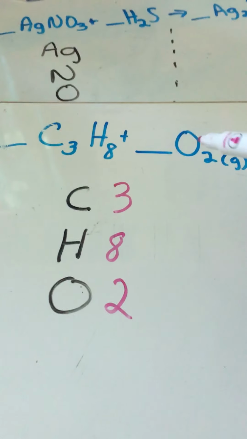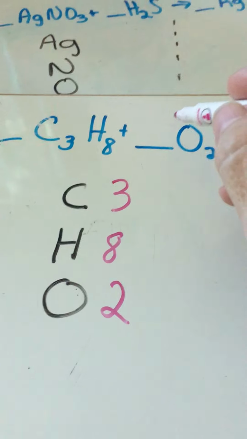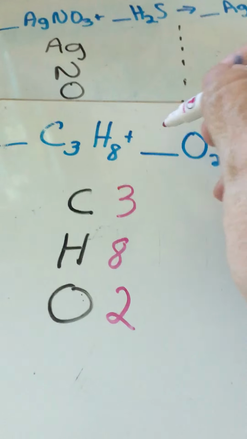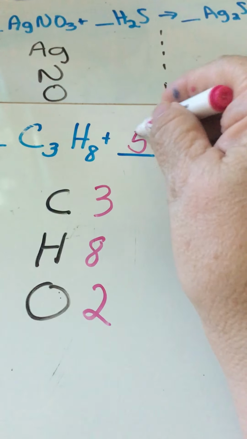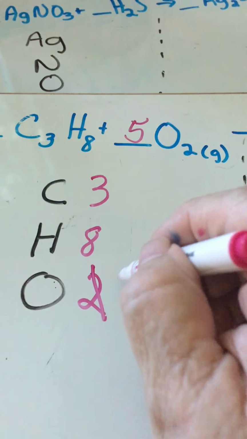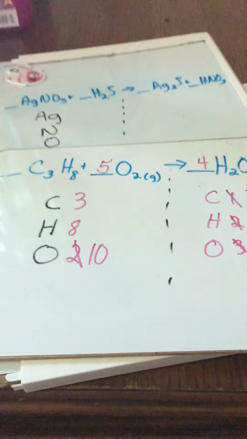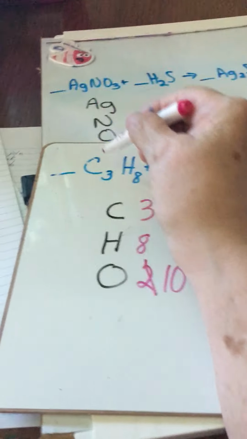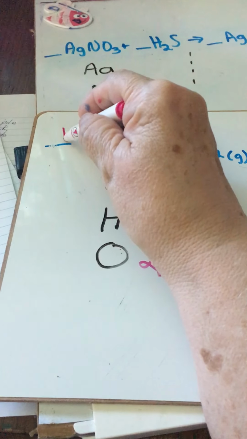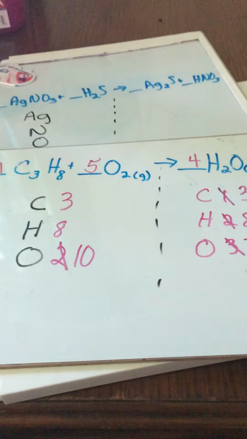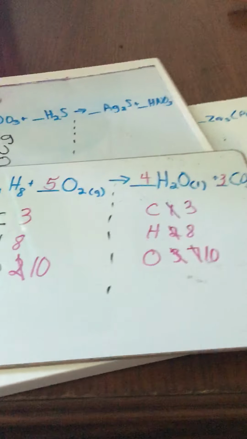So how can I get 10 oxygen over here? By putting a 5 right here and recounting. And it is now balanced. So I don't have any number in front of this. Well, it's just like in math, there's a 1 there. When there's just a 1, you don't have to write it.